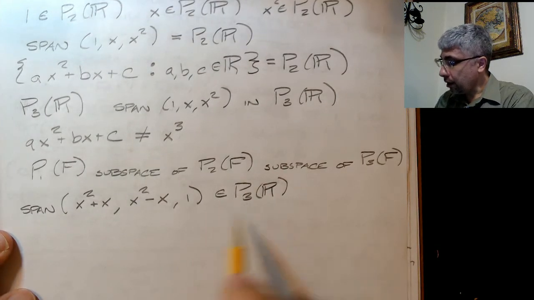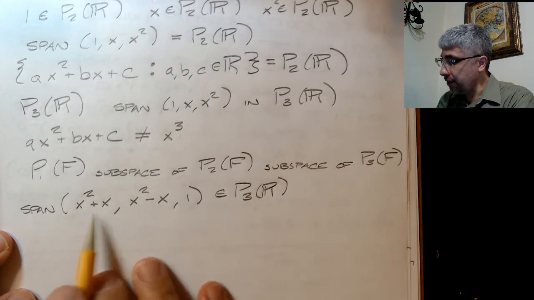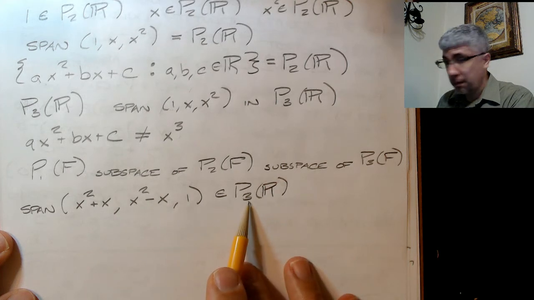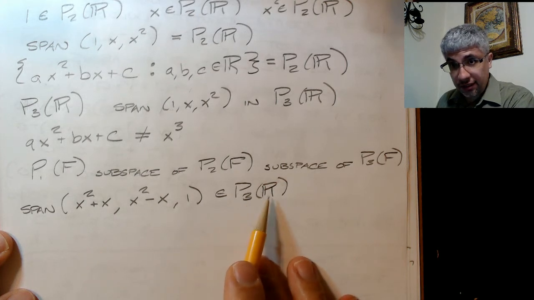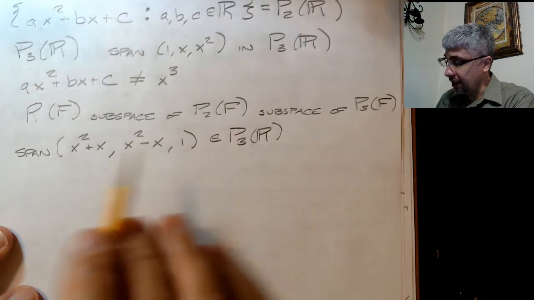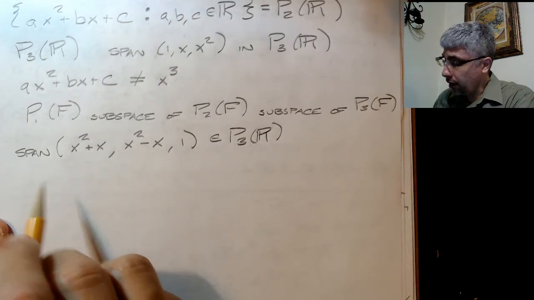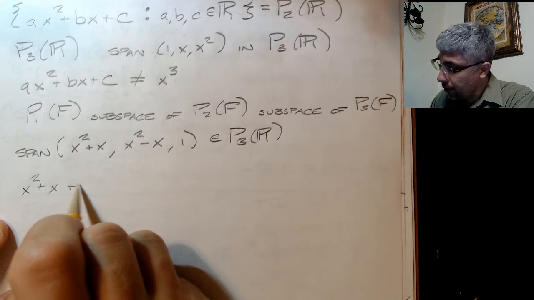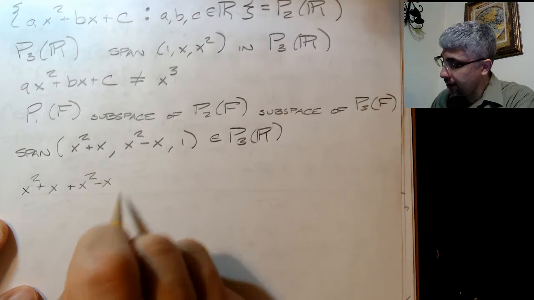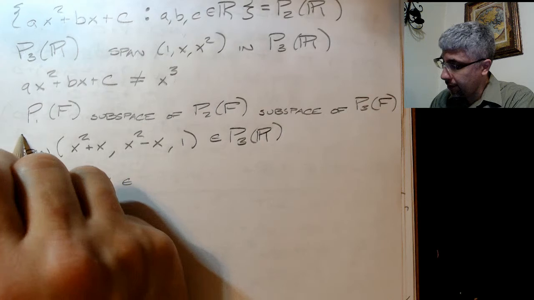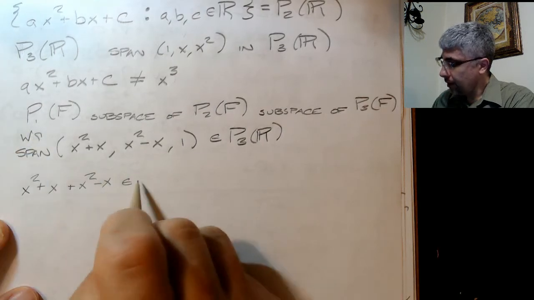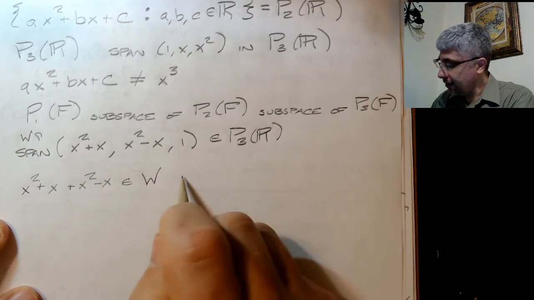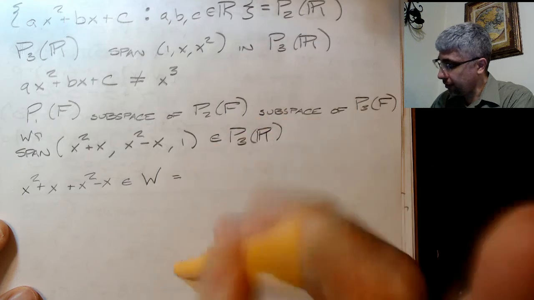So I have the span of these in the polynomials of degree 3 or less in R. So what is that span? Well, what do we have? I know that x squared plus x plus x squared minus x is in the span. So let's call this W. That is equal to 2x squared.